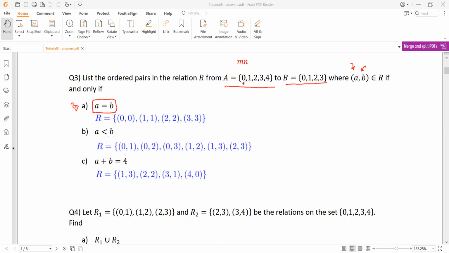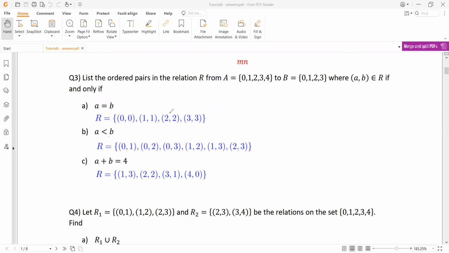Okay. So I'm gonna pair 0 with 0, and 1 with 1, and 2 with 2, and 3 with 3. And if you notice here, you cannot pair 4 with any other value here because there is no 4 in set B. Okay, so this is the first relation that satisfies this condition, the equality condition.